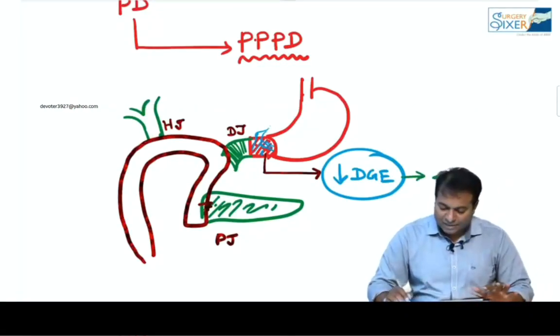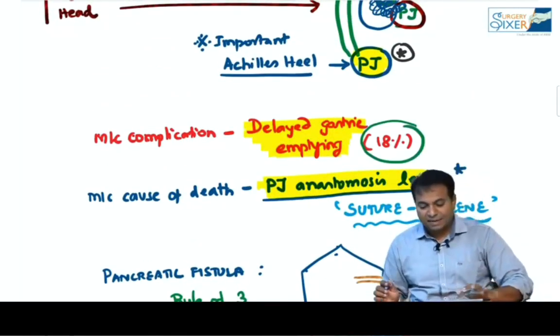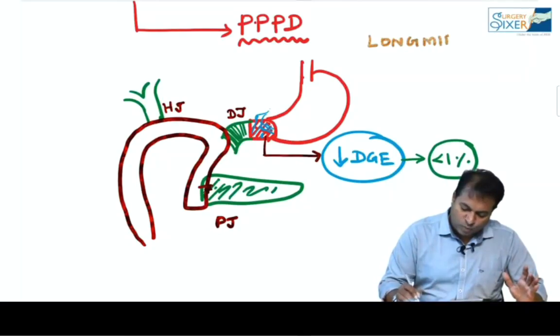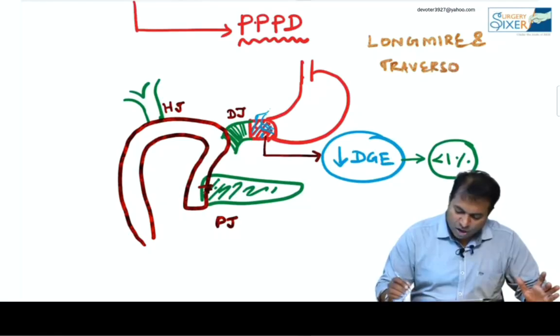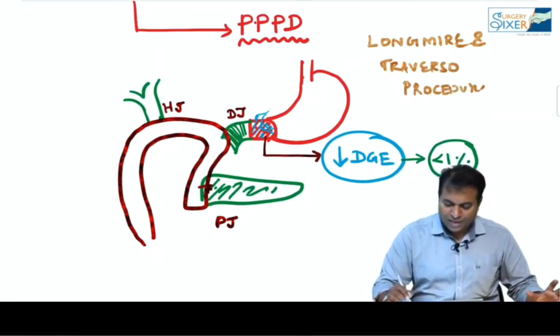The delayed gastric emptying is less than 1% in these cases, whereas in pylorus removed cases it is around 8%. That is the main reason we are doing pylorus preserving pancreatico-duodenectomy, and the name for this operation is the Longmire and Traverso procedure. Otherwise everything else is the same. The major advantage of the Longmire and Traverso procedure is that the pylorus is preserved, so the patients will have decreased delayed gastric emptying.